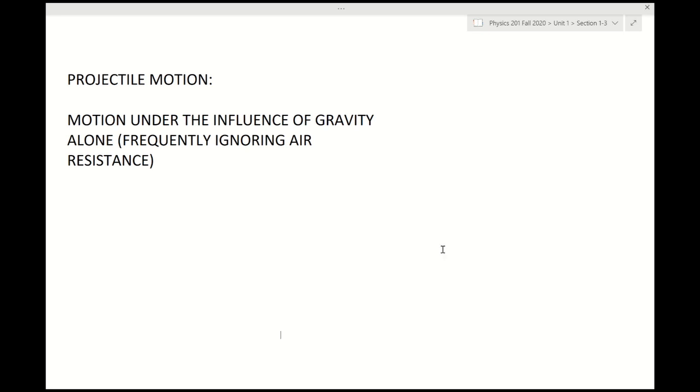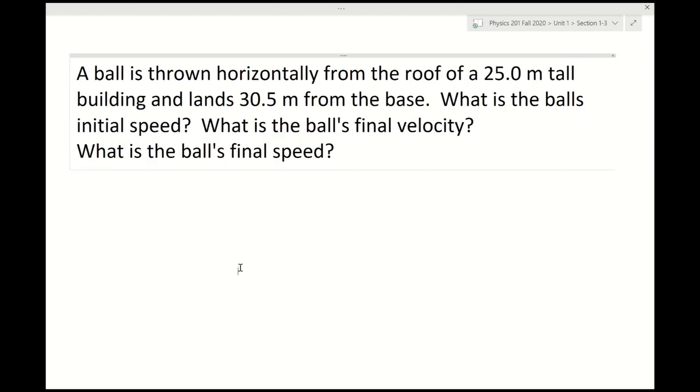Let's look a little more formally at a definition for projectile motion. Projectile motion is motion under the influence of gravity alone. We frequently ignore air resistance. So it really is a form of two-dimensional motion, sometimes referred to as parabolic motion.